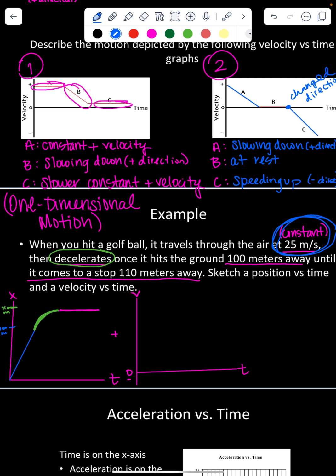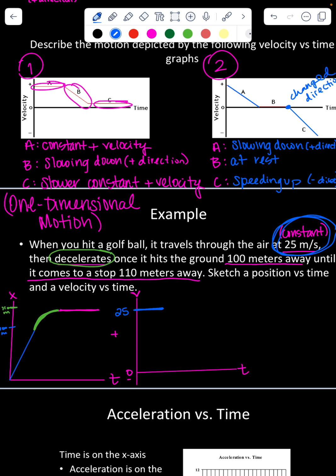All right, so if we're doing this piece by piece, that first piece is a straight diagonal line, which is a constant velocity. It is a constant velocity of positive 25 meters per second. So up here at the positive 25 meter per second mark, we would have a straight horizontal line. A straight horizontal line at 25 meters per second. That tells us that we have a constant velocity of 25 meters per second.